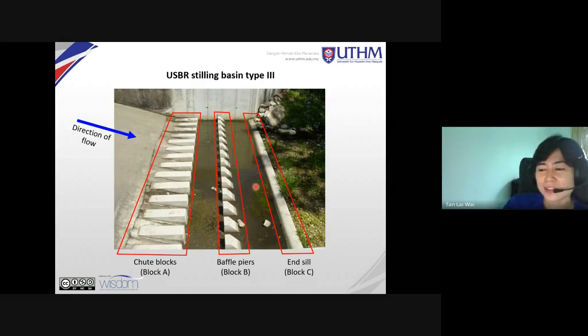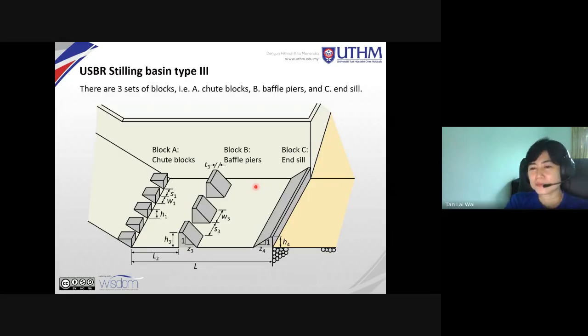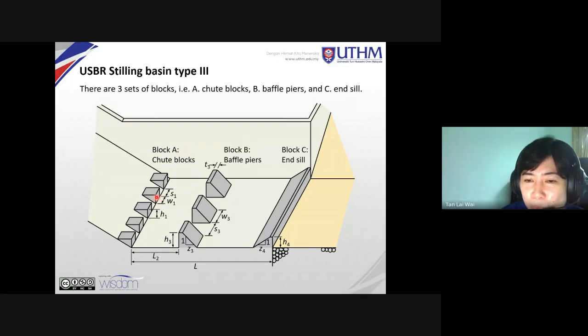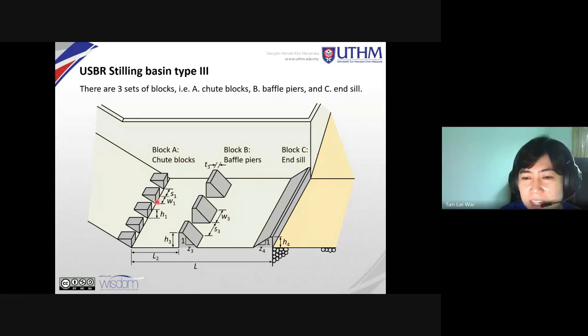Now let's look at the notation or symbols used for the dimensions of all these blocks. We have three sets of blocks here for sealing basin type 3: the chute blocks, baffle piers, and end seal, or you can call them block A, B, and C. For block A, the width, or basically the thickness, of each block A is uniform.